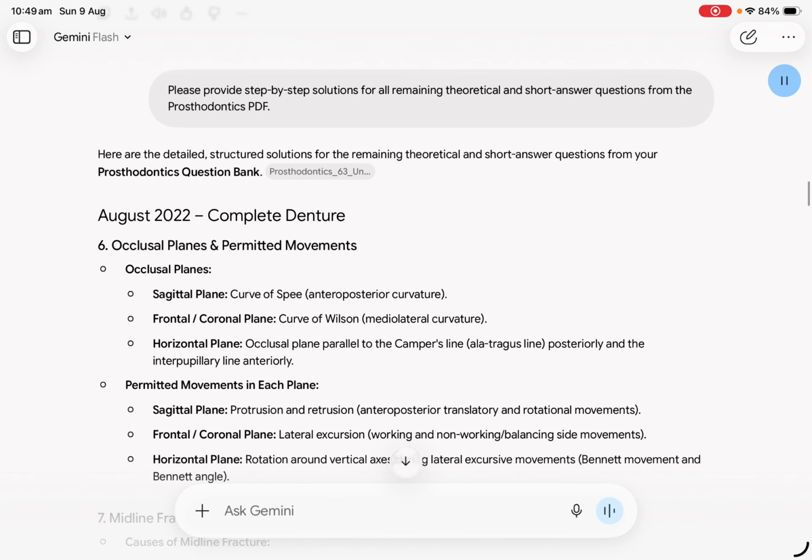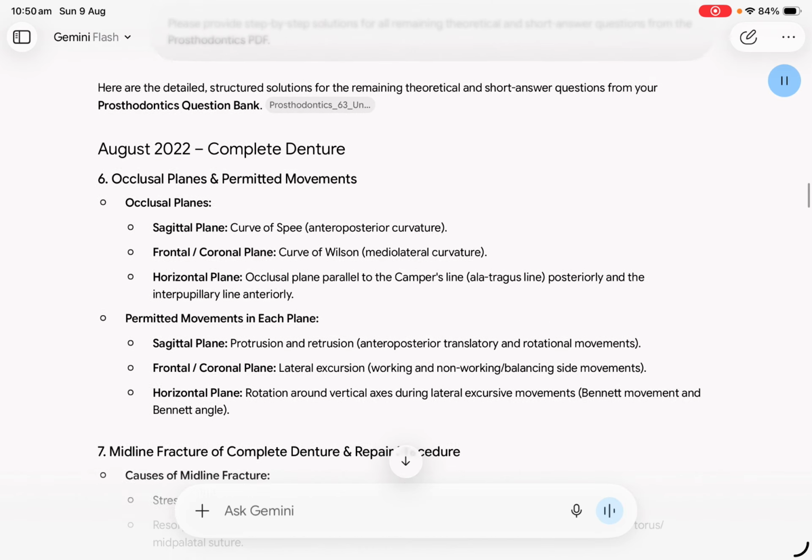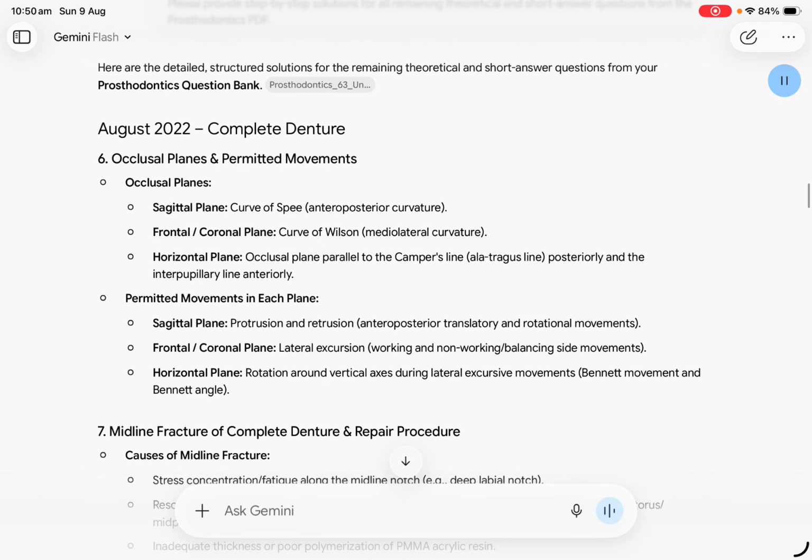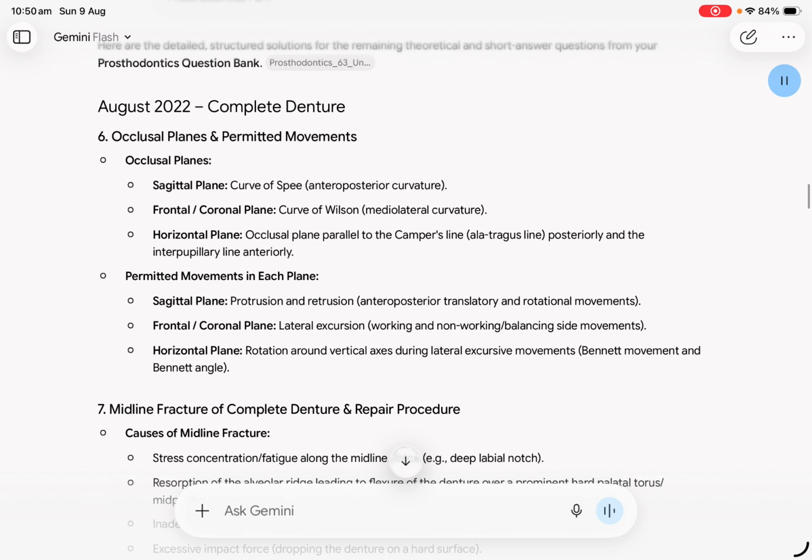Occlusal planes. Sagittal plane, curve of Spee, anteroposterior curvature. Frontal/coronal plane, curve of Wilson, mediolateral curvature. Horizontal plane, occlusal plane parallel to the Camper's line, ala-tragus line, posteriorly, and the interpupillary line anteriorly. Permitted movements in each plane. Sagittal plane, protrusion and retrusion, anteroposterior translatory and rotational movements.